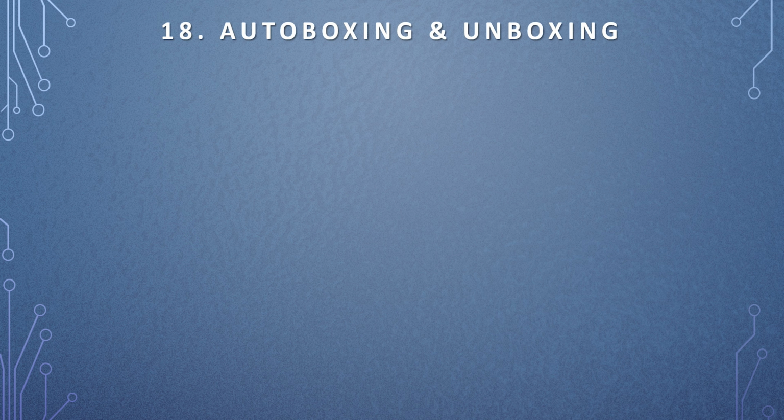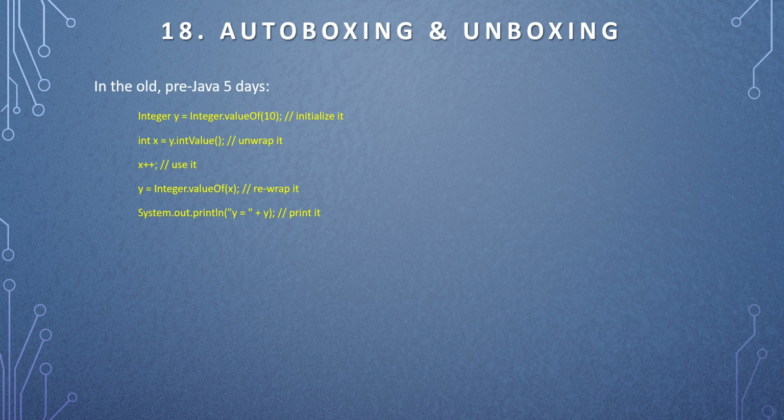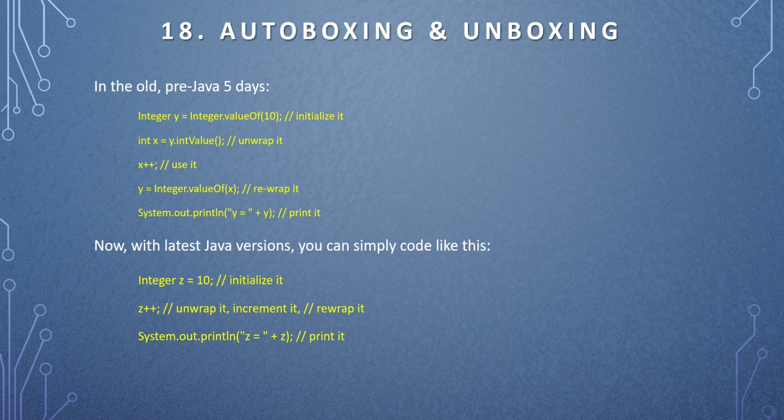In the old Java 5 days, if you wanted to make a wrapper, unwrap it, use it, and then rewrap it, you might do something like this. Now, with the latest Java versions, you can simply code like this. It's simply a convenience. In the background, the compiler does the unboxing and the reassignment for us.